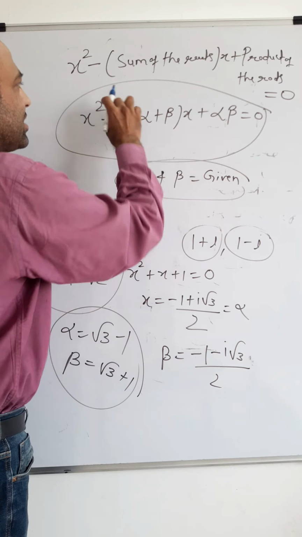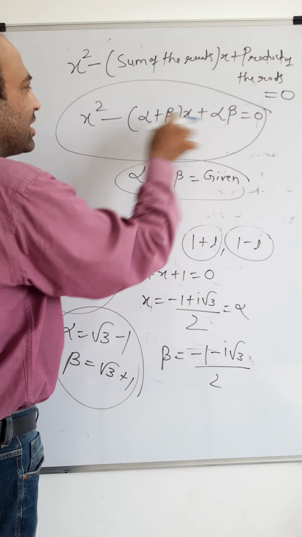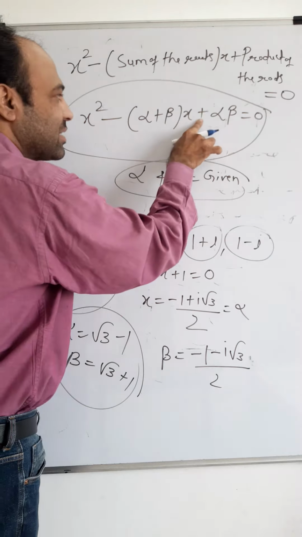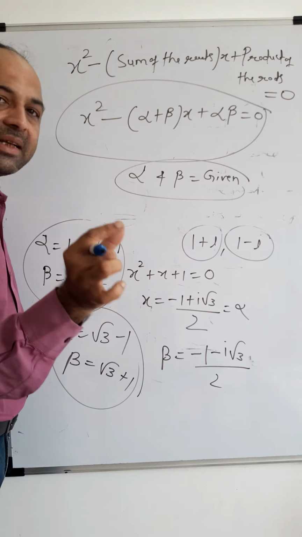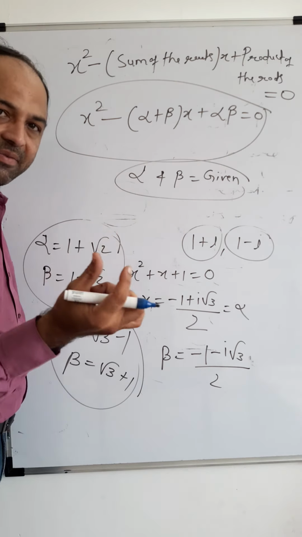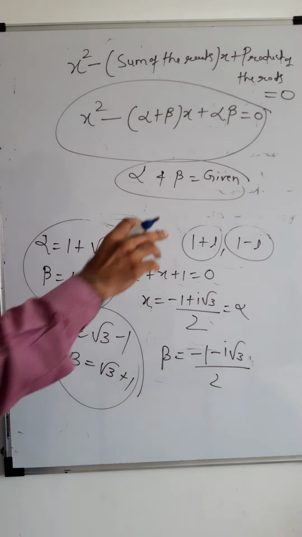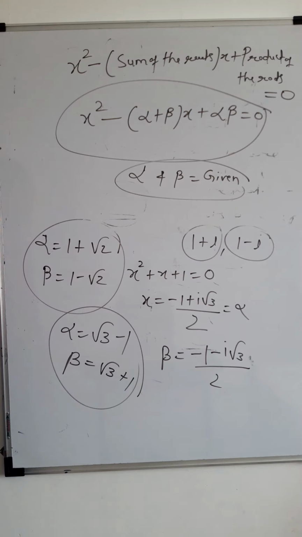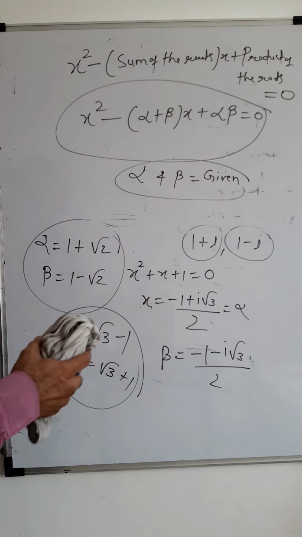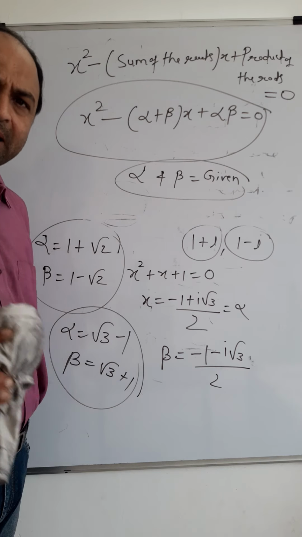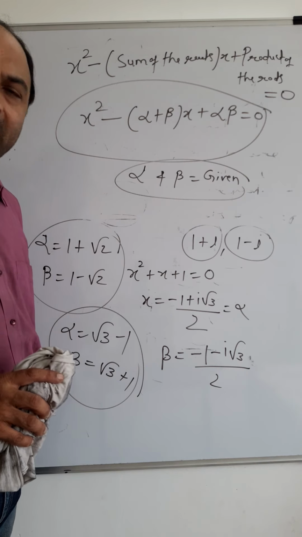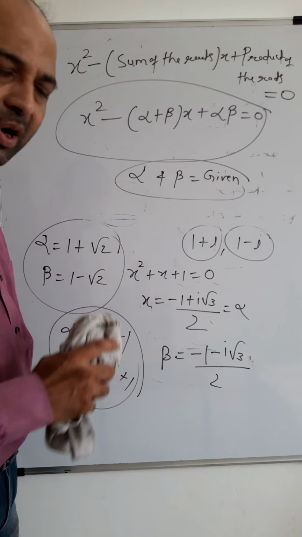Correct? So in this you substitute alpha plus beta and alpha beta. This sign will be as it is, this sign will be as it is, x will be as it is. Alpha and beta, whatever roots are given, you add and multiply and put into this equation. You will get the quadratic equation. So when roots are given, you can form the quadratic equation. So this much information in quadratic equation is sufficient. Now let's move to some problems based on quadratic equation.